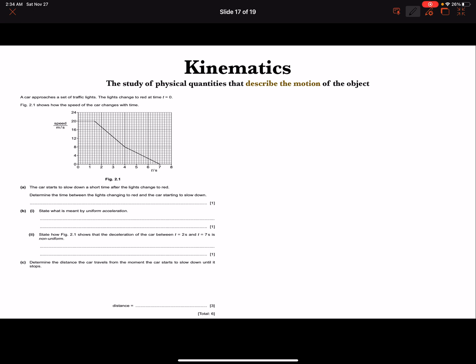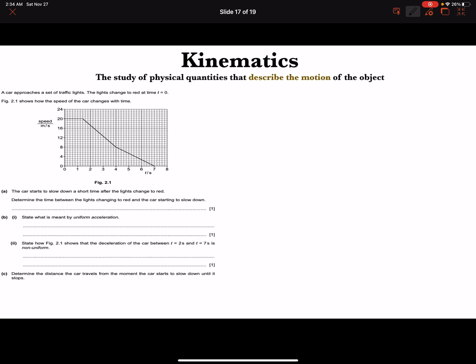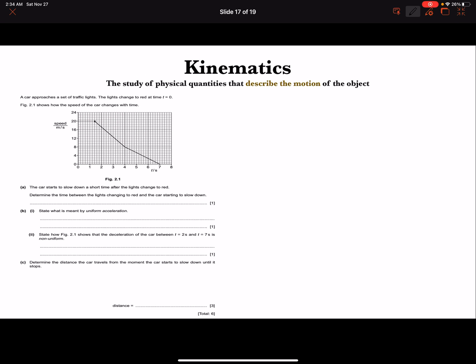It says the car starts to slow down a short time after the lights change to red. Determine the time between the lights changing to red and the car starting to slow down. You can see that the car was traveling at a constant speed of 20 throughout until this point. At this point right here, the speed started to decrease. So the time is this point right here, which is 1.4 seconds. Each division is 0.2.